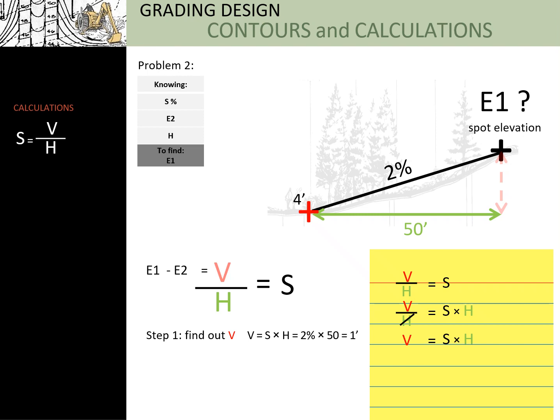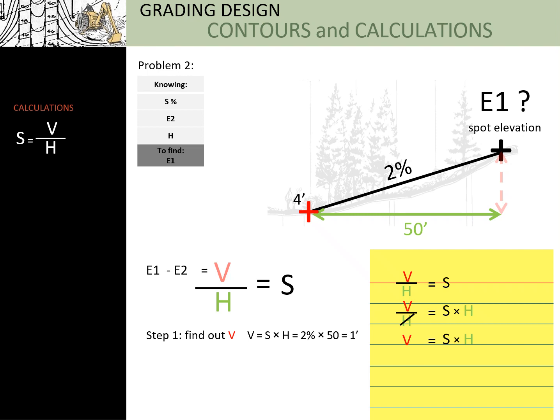Please let us know if you find any portion of this part doesn't make sense to you. We would love to help. And now we know the second format of our formula: V equals slope times horizontal distance. We plug in the values, 2% times 50, then we will get 1. 1 foot is the vertical distance.